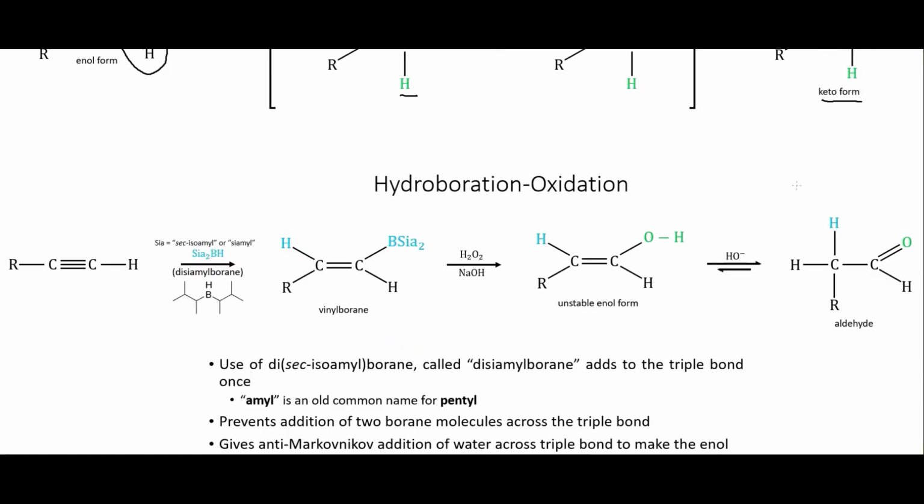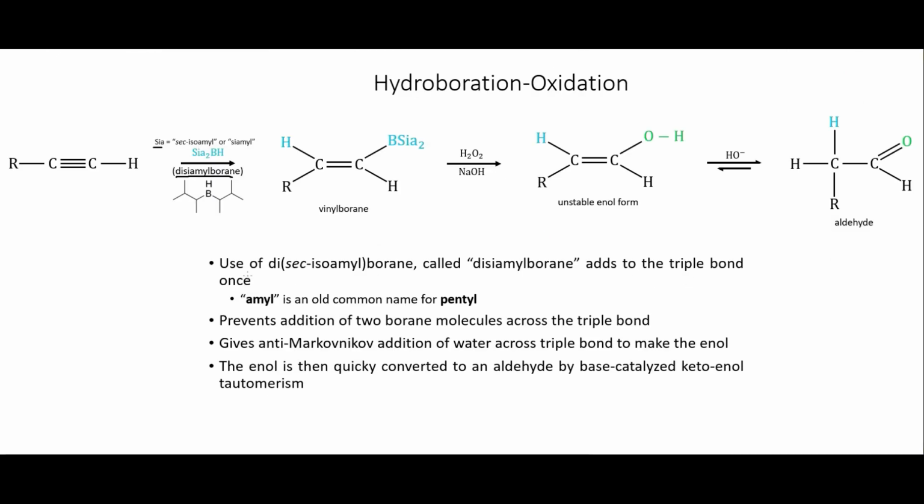All right, so we can do hydroboration oxidation of our alkynes as well. And so in this case, though, we want to use this boron species here called disiamylborane, where this Sia here is the sec-isoamyl or siamyl here. And so the use of this di-sec-isoamylborane is because it adds only once.